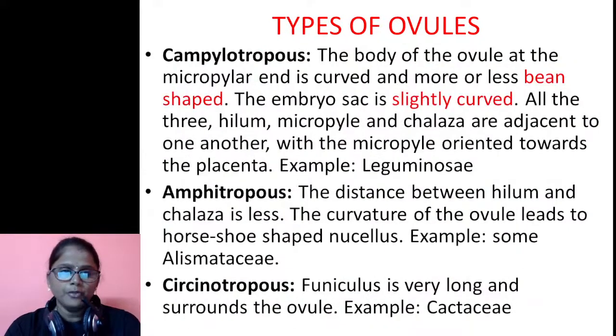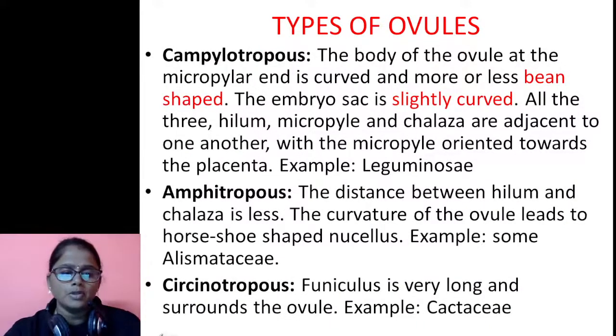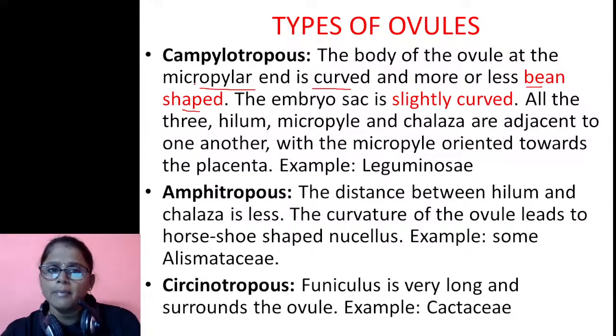Okay? And the fourth variety is called campylotropous. So in campylotropous ovule, the body of the ovule at the micropylar end is just curved. You can see the curved structure exactly looking like a bean, or a kidney shape, curved more like the same. You could see the curve at the micropylar end. And the embryo sac is also slightly curved. And the three, that is hilum, micropyle, chalaza, are adjacent to one another.